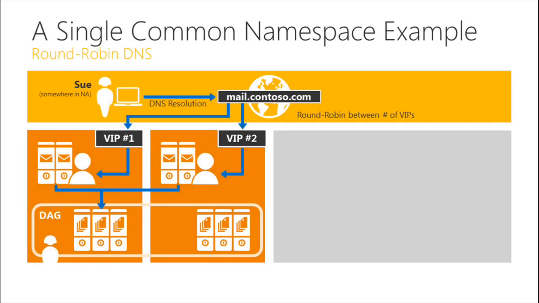With Exchange 2013, you can get down to having a single namespace, at a minimum for that site resilient data center, if not for a worldwide or regional approach where you manage it for an entire geography. The reason is because of our separation of client access high availability from mailbox high availability.